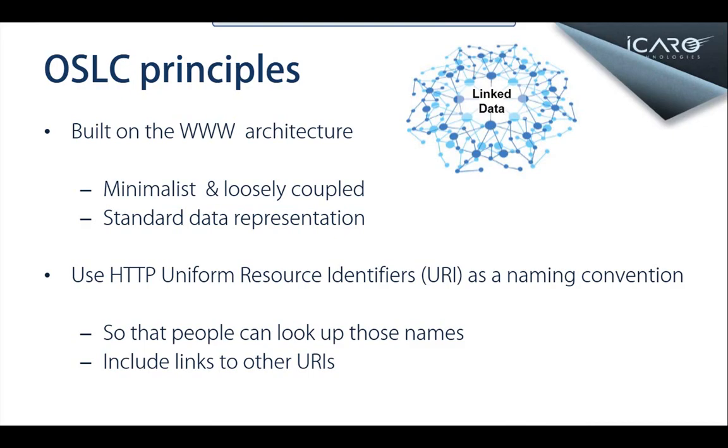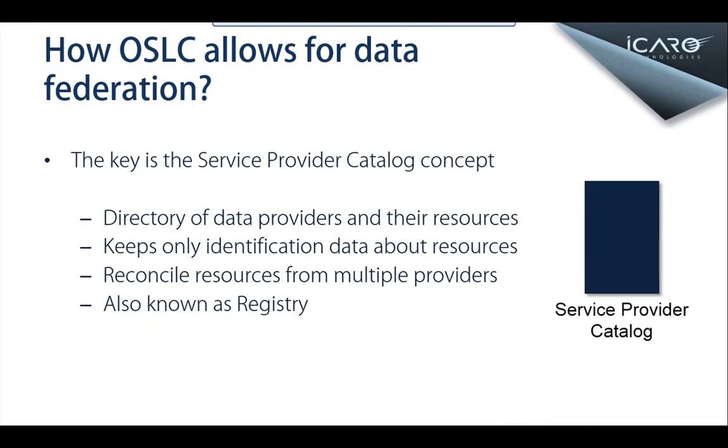And so how does it allow for data federation? The key concept here is the service provider catalog. It's the directory of providers and their resources. It will keep only the identification data about the resources, so the ID, the common key that we need to tell, well, I'm talking about this particular computer system, okay? And it provides reconciliation ability, okay? So if you have information about a computer system being provided by many providers, the service provider catalog can reconcile that information. And it is also known as registry. So it will have a list of providers and a list of their resources.